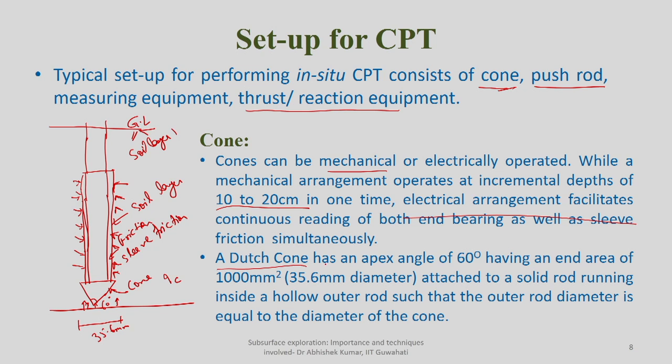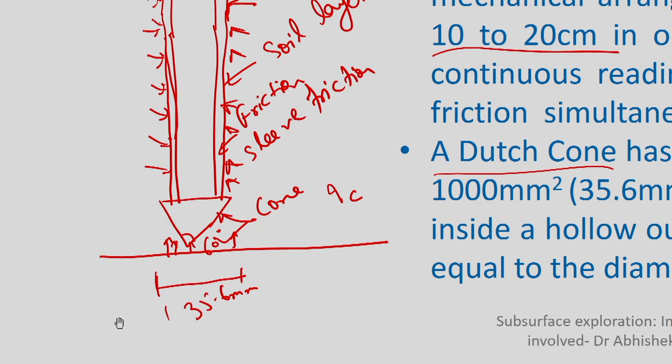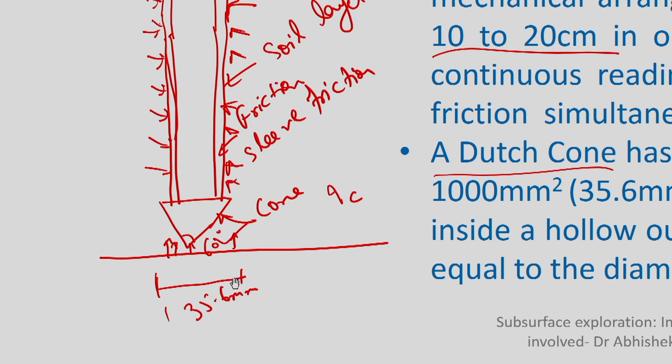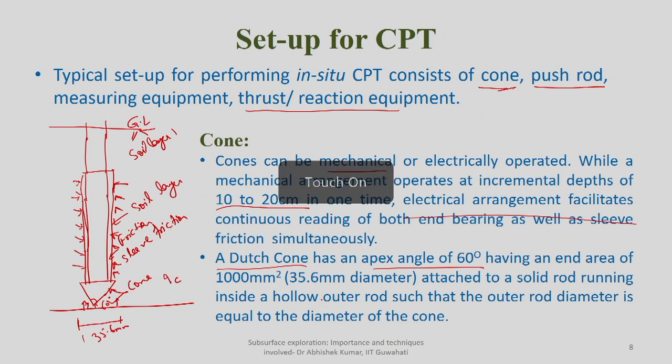This is called a Dutch cone, which has an apex angle of 60 degrees and a certain end area. If you take the cross section of this, that will correspond to 1000 mm square.